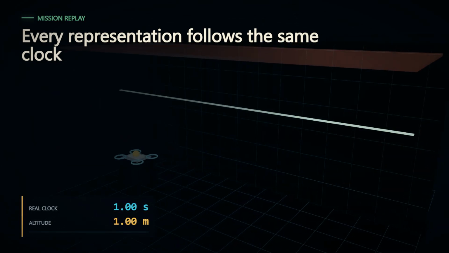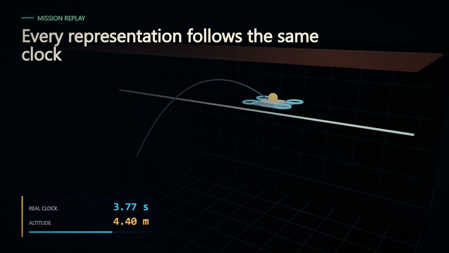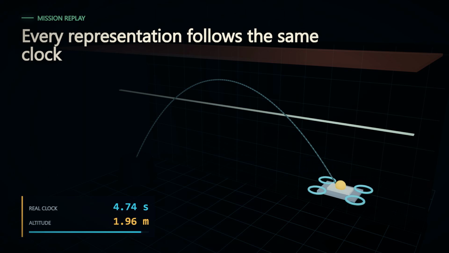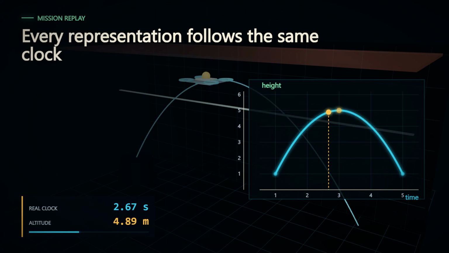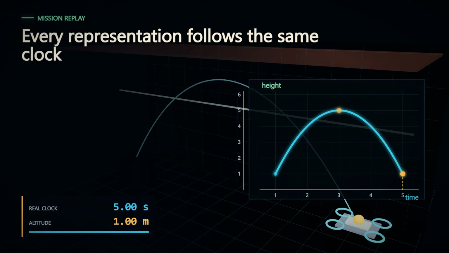Restore the chamber camera and scrub the real clock from 1 to 5 seconds. The input converter, normalized point, transformed graph, altitude readout, and drone move together. Run backward, and every representation returns through the same states. Run forward, and the flight repeats, reaching 5 meters exactly at 3 seconds.